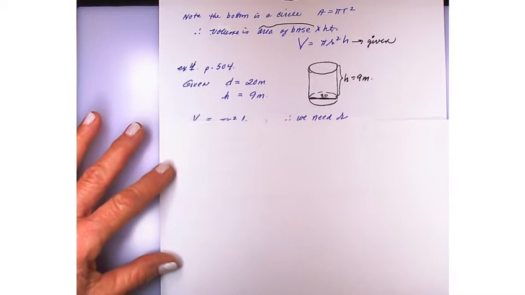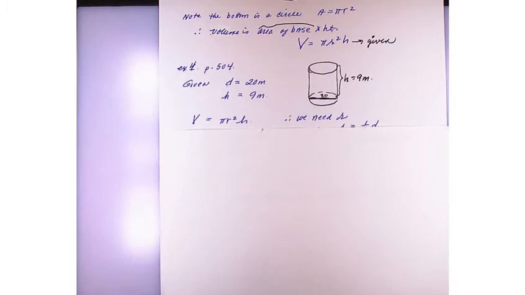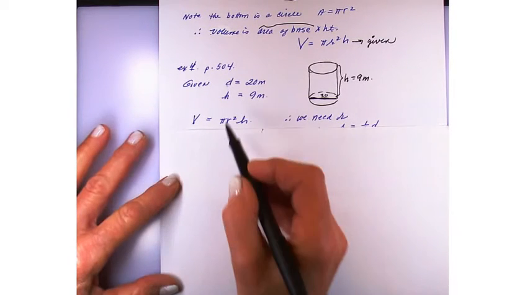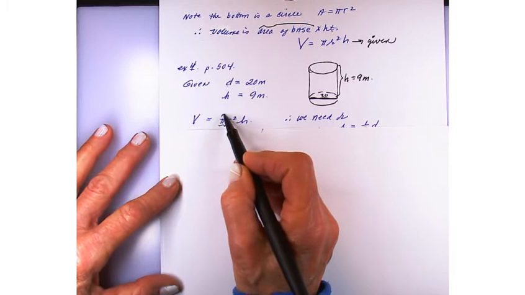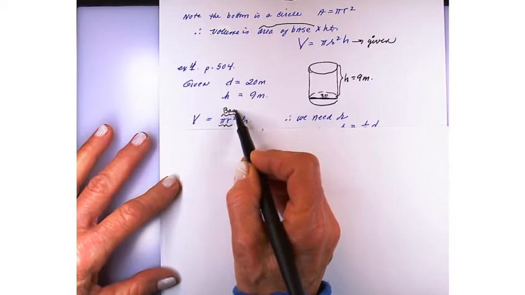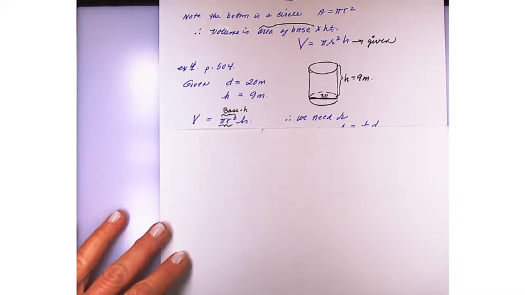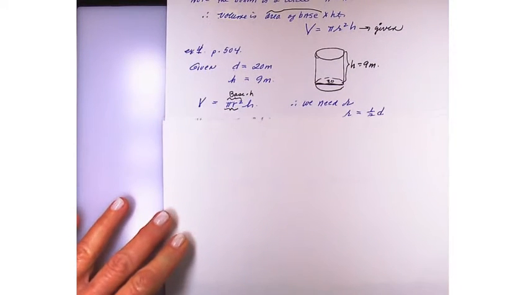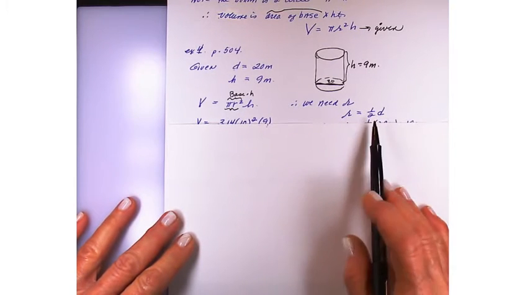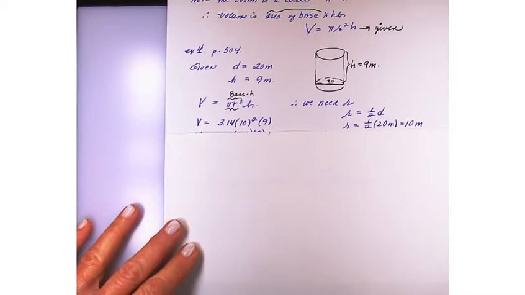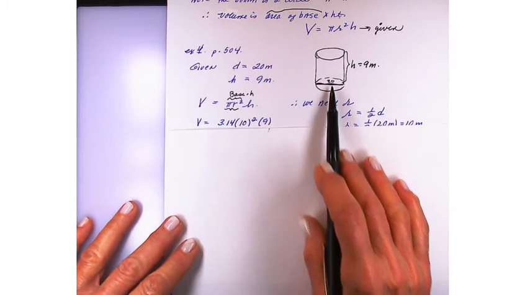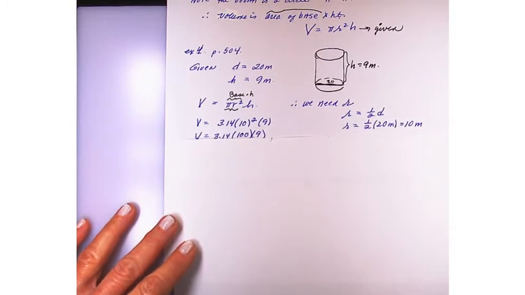We look at the formula. We need the area of the base. Pi r squared is the base times the height. That's how I always remember all my formulas. For volume, area of the base times the height. We are given the diameter. We need r. R is 1/2 the diameter. So we divide 20 by 2, we get 10 meters.